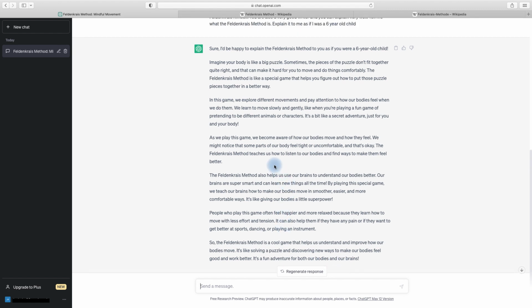So this is how ChatGPT explains the Feldenkrais method in simple terms, and I quite like the images being used. And yeah, as I said, again, way better articulated than the Wikipedia articles.